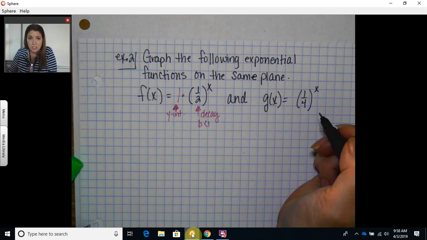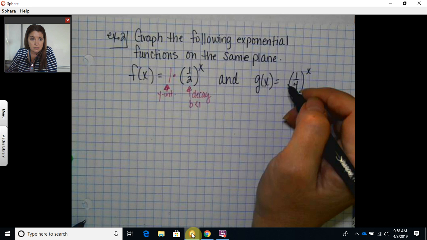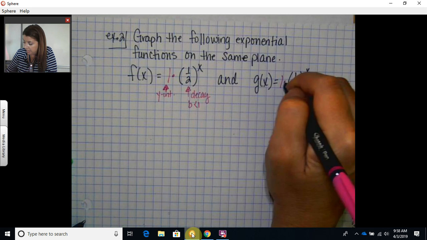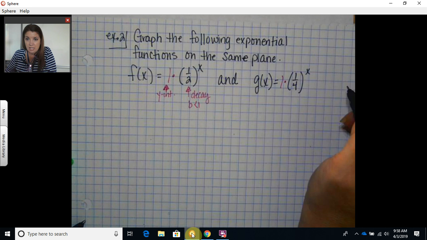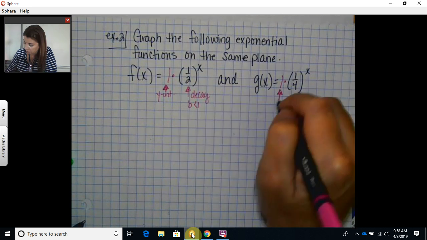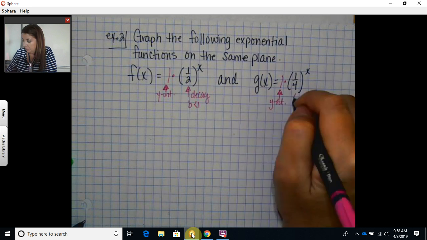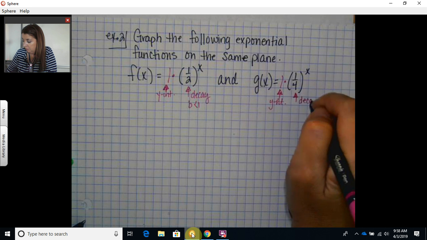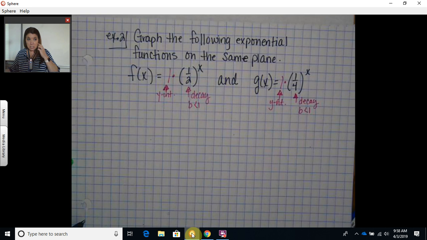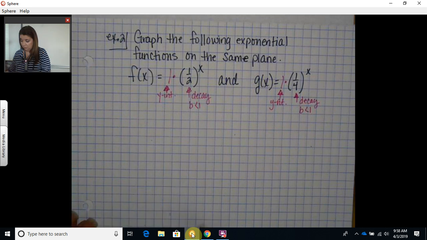Function g, y-intercept. 1 again, because there's nothing in a's spot, so it's not 0 because we're multiplying. It's 1. And what is it, a growth or a decay? A decay again because b is less than 1. And I'm going to go ahead and draw my graph and my table of values just like we did on the last one. And I'm going to try to speed this process up because y'all do have an assignment. I'm going to make it go up to 16 again.